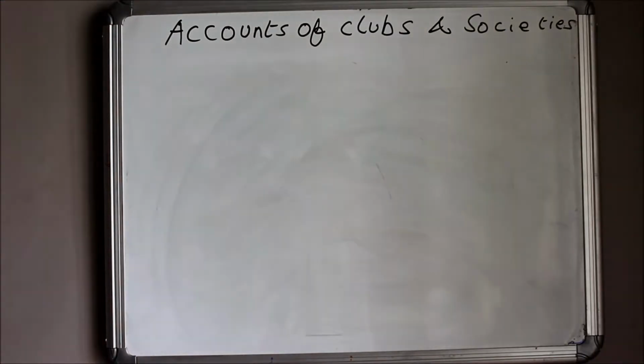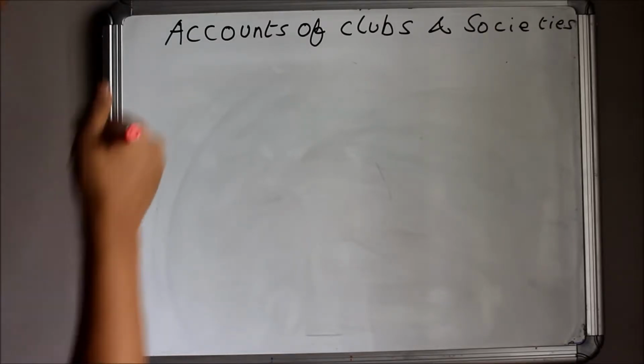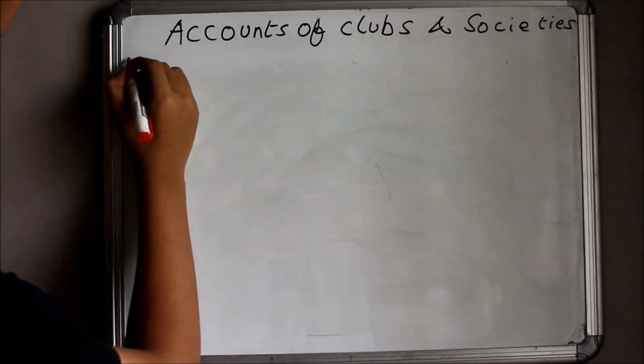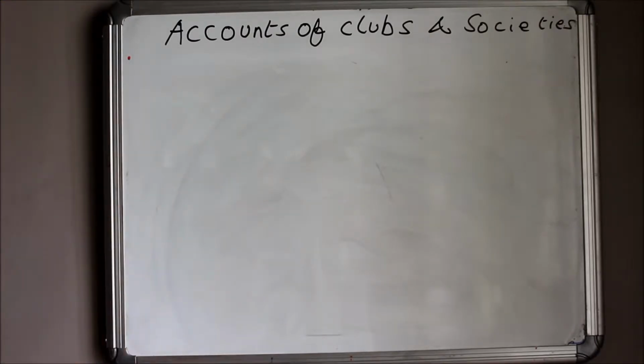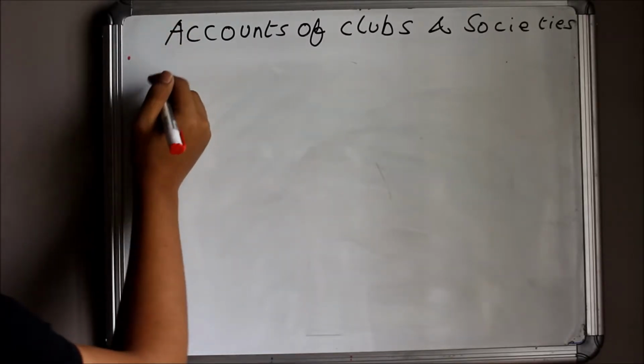Okay, so this is a completely new topic, and it's based on, as this topic suggests, accounts of clubs and societies. Okay, so let me give you a few pointers before we start the chapter. First of all, the main aim of the clubs and societies is to provide services. They don't sell goods to the consumers, not usually. The main motive is to provide services.